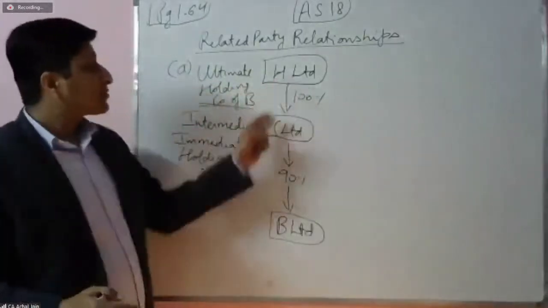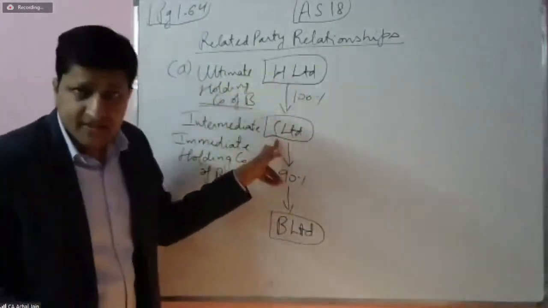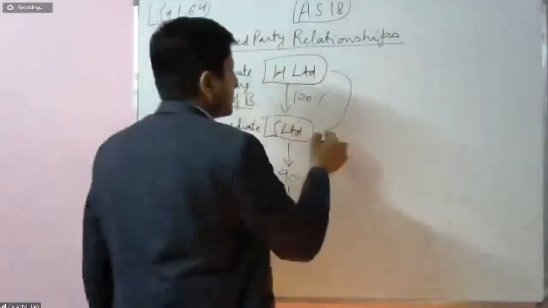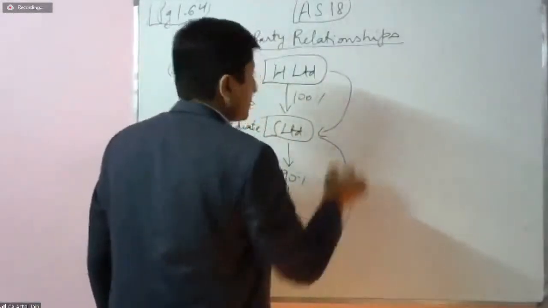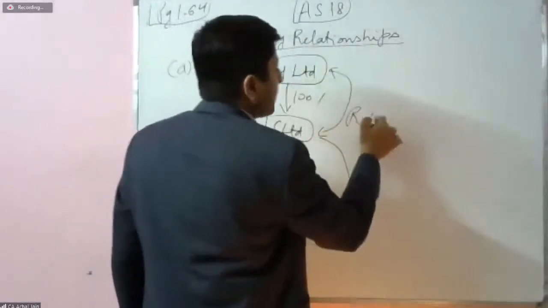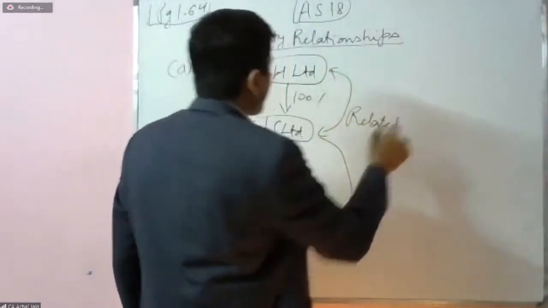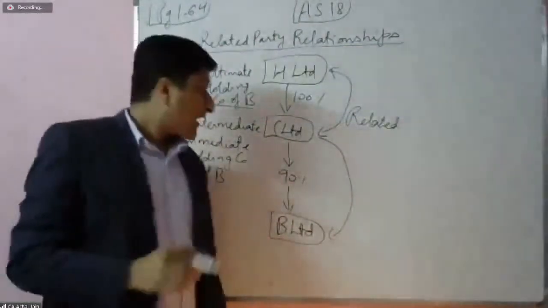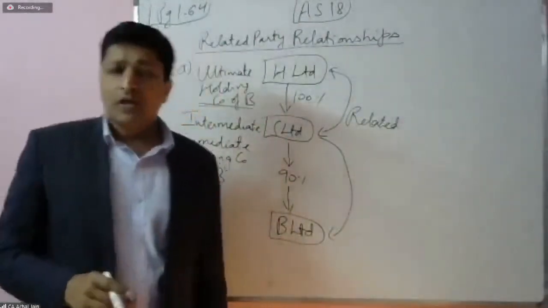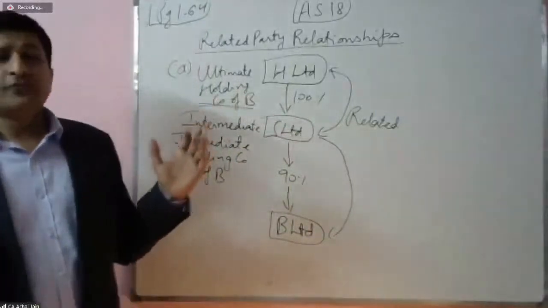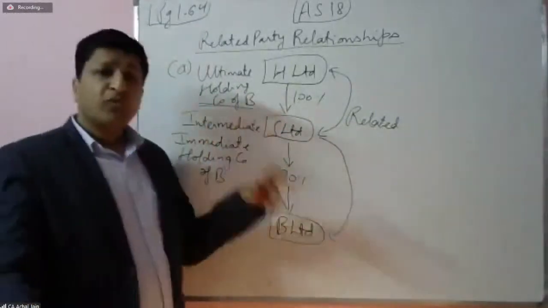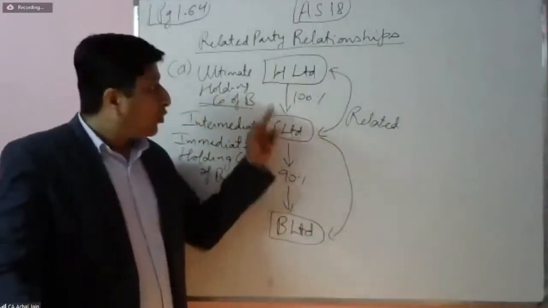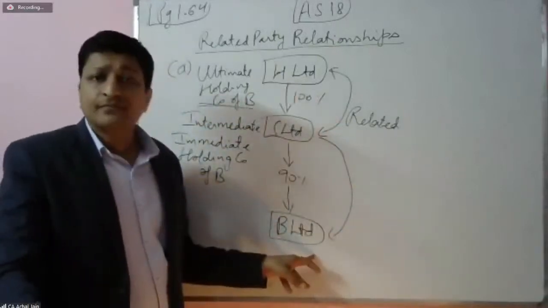And H will also be called the holding company of S. In this case, all of these parties will become related to each other. H is related to S, H is also related to B, S is related to B. All of them are related to each other. Why? Because one of the entities is controlling the other one, whether direct or indirect. Clear?